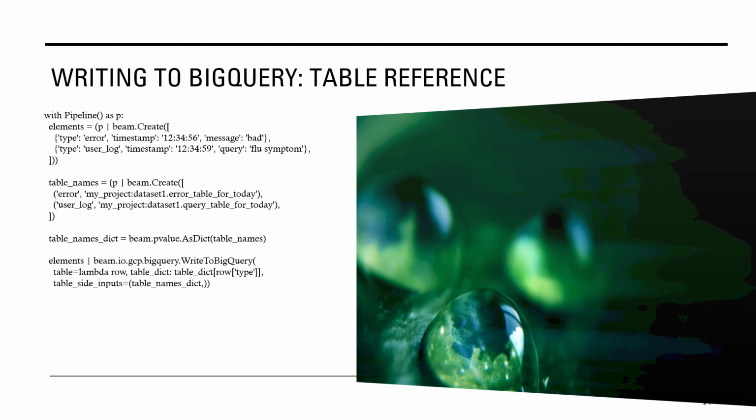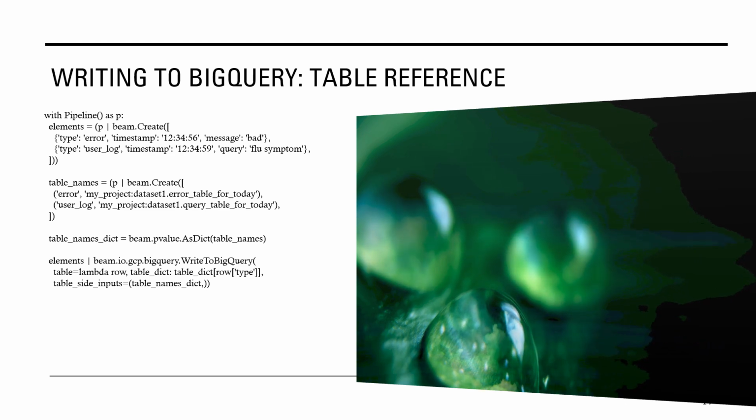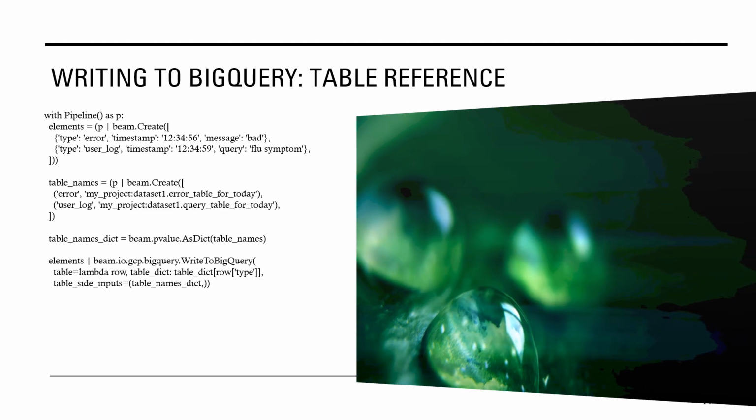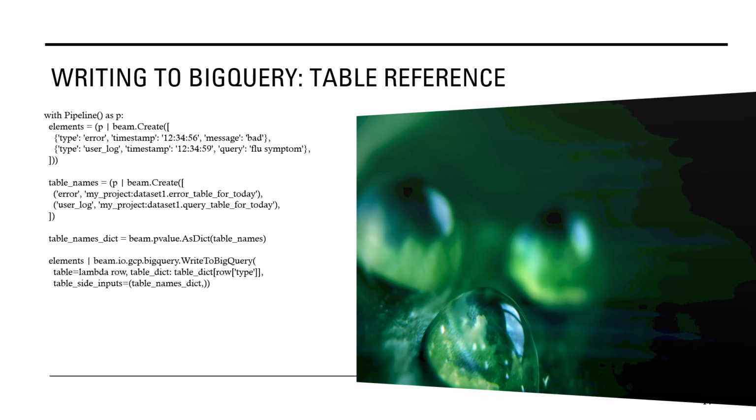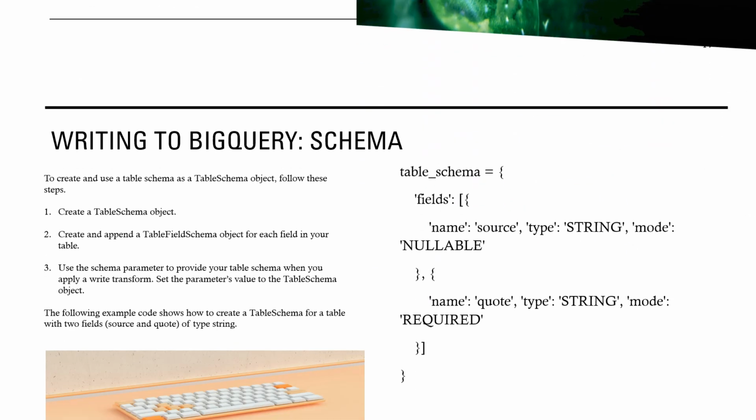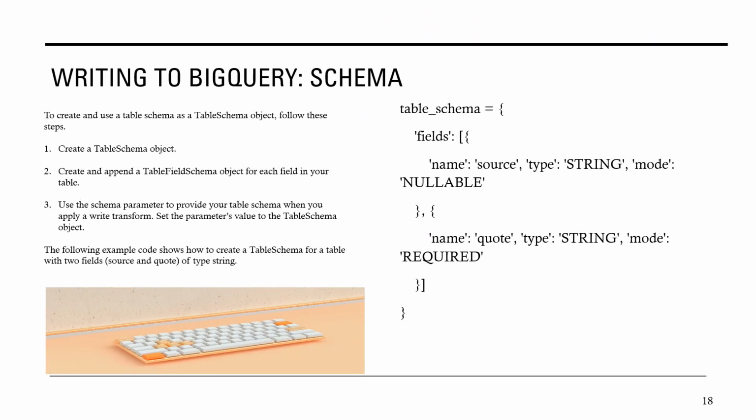In this example, we're sending events of different types to different tables, and the table names are computed at the pipeline runtime. If your BigQuery write operation creates a new table, you must provide schema information. The schema contains information about each field in the table.